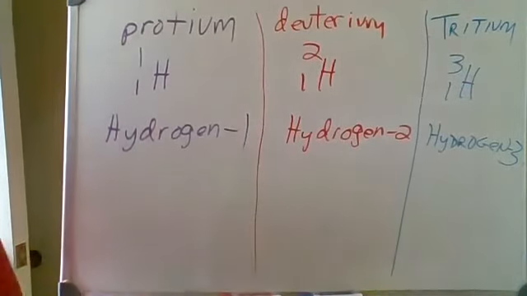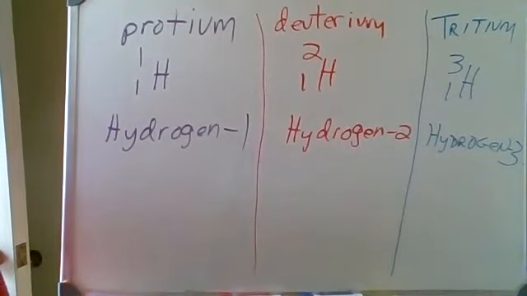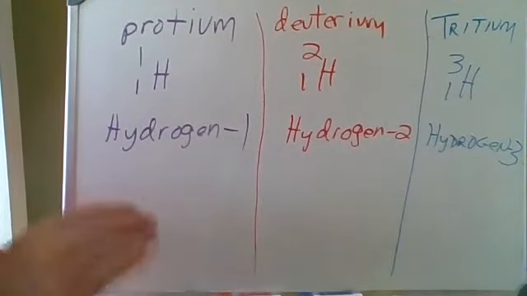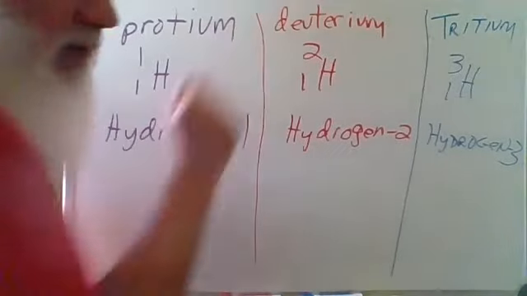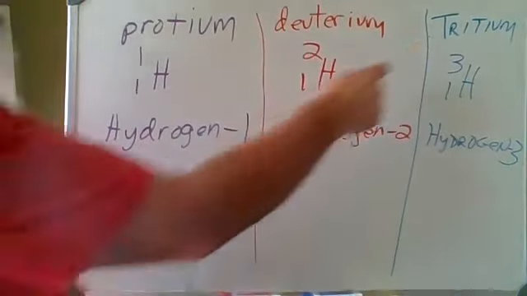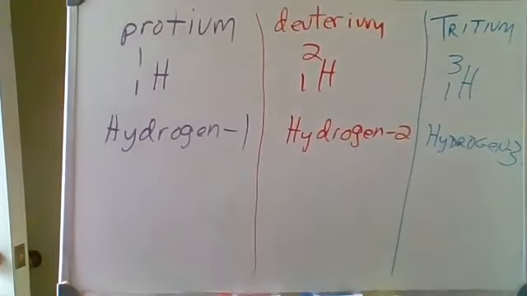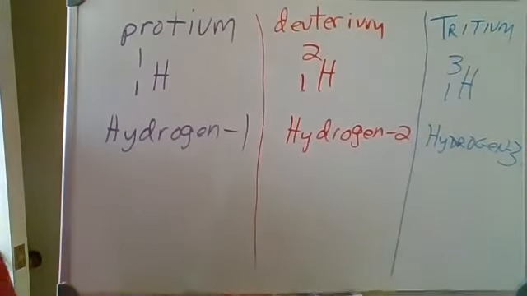So these 3 naturally occurring isotopes of hydrogen are the only isotopes up to 3,000 that have their own nicknames. And tritium was very crucial during the Manhattan Project.